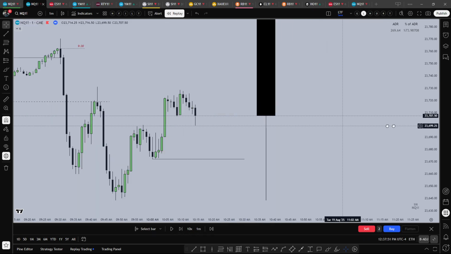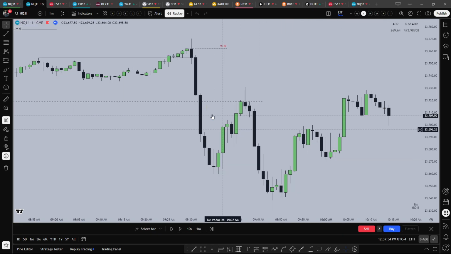Here, same idea. 9:30 engages that previous zero level.